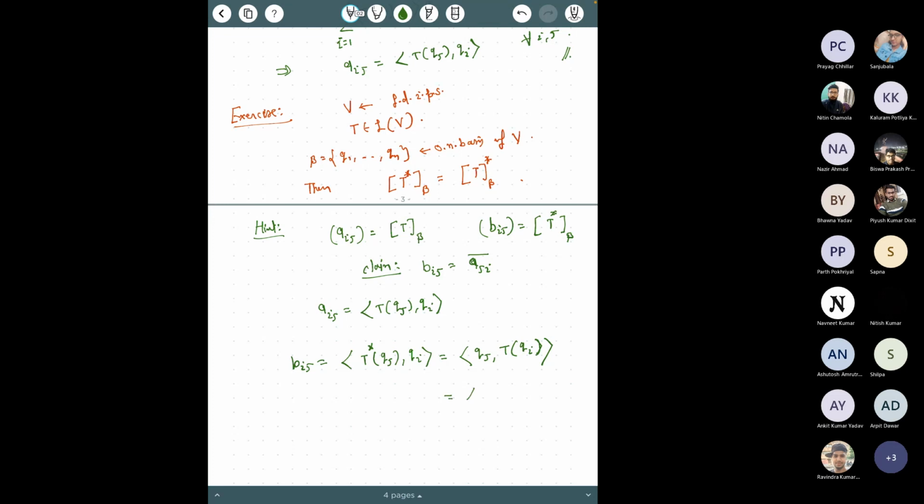But then this is the same as the conjugate of the inner product of TQi with Qj. If you look at here, what is the inner product of TQi with Qj? It is Aji, so this is Aji bar. So from here, you can see that the matrix of T star is actually the conjugate transpose of the matrix of T. So this is very immediate. This is not an exercise, I have already proved this. So you can write this as a result now.